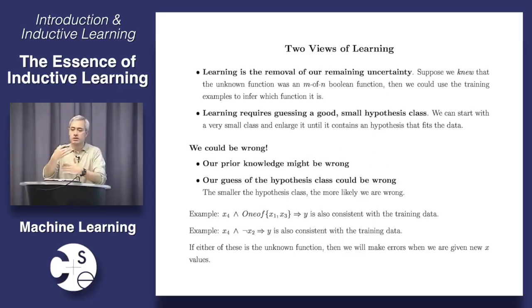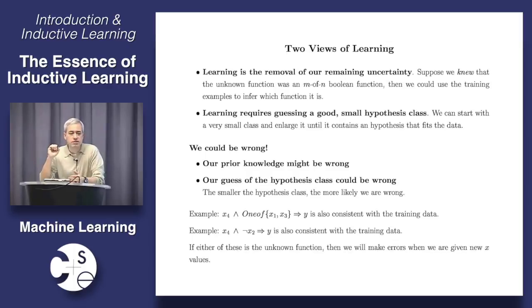It's removing your uncertainty, right? The data itself is not enough. Your knowledge of the domain, let's say that you start with the knowledge that it's an M of N rule, that is not enough. But that plus the data on a good day will remove your uncertainty and you'll be left with the right concept. Okay? So this is one way to look at learning.